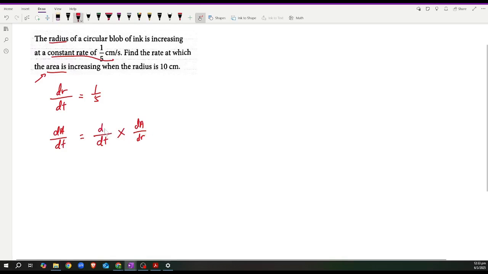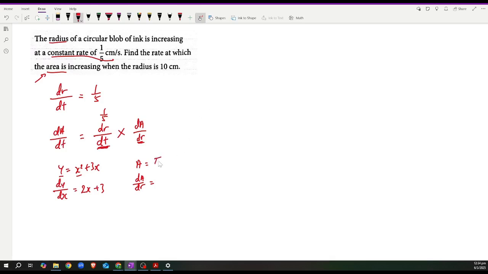So dr/dt we know is 1/5, and we need to find the value of dA/dr. How do we find dA/dr? Normally, we have y equals x squared plus 3x, for example, and when we differentiate this, we take dy/dx, which equals 2x plus 3. Same idea here: you need an equation linking A and r, so A equals something in r, and then when you differentiate with respect to r, you get dA/dr.